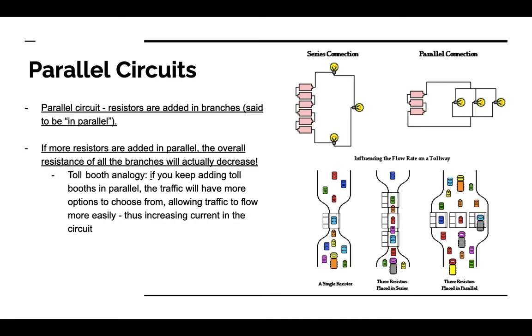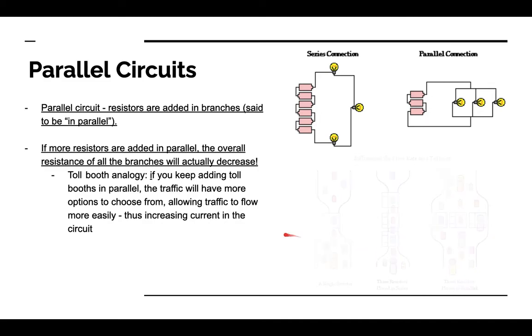But with a parallel circuit, if we place all our toll booths in parallel, that means there's going to be more options for our cars to choose from, and thus traffic is going to be able to flow easier. The more toll booths we add, the more cars we can fit in and pass through per second. So the current of traffic will increase as we add more resistors in parallel. Likewise, the same thing's happening inside of a circuit. If we add more resistors in parallel, there's more paths for electrons to choose from, and thus more electrons are able to flow per second, causing an increase in current in a parallel circuit.